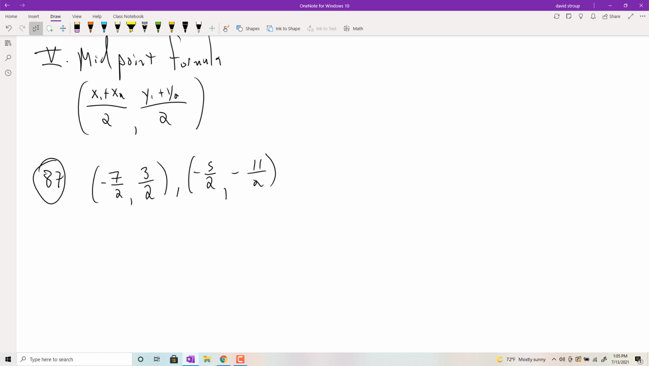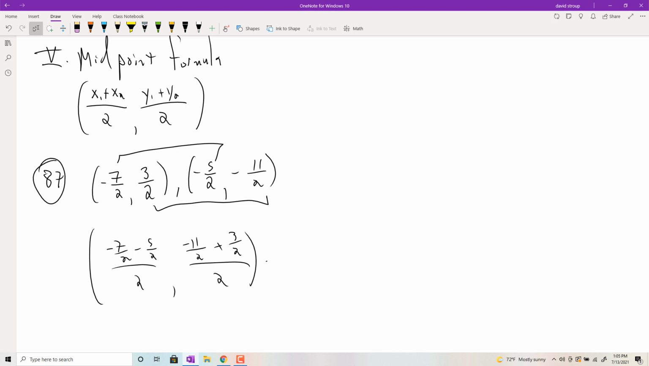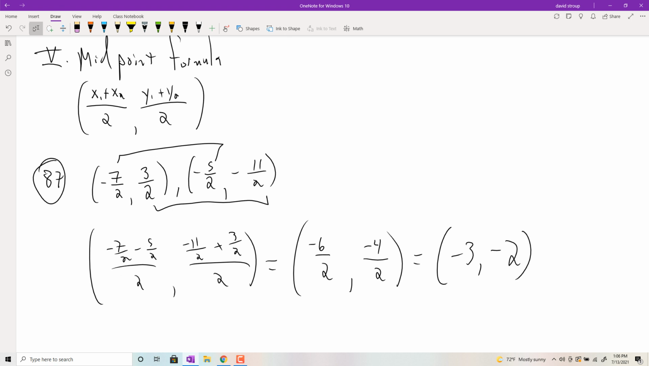So here we have a bunch of fractions. For the midpoint, I have to add these together: -7/2 minus 5/2 over 2. And then adding these together, I got negative 11/2 plus 3/2 all over 2. Sorry, negative 12 halves is negative 6 over 2, and then negative 8 over 2. Negative 8 over 2 is negative 4, and then all over 2. So we'll have negative 3, negative 2 for our midpoint. Okay, so that's the big and small of it.